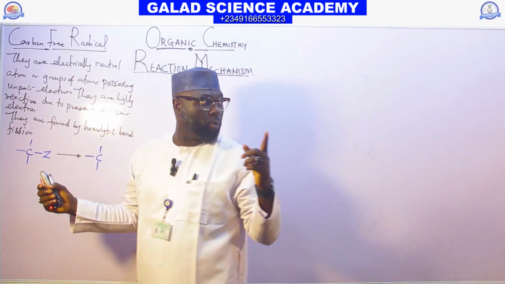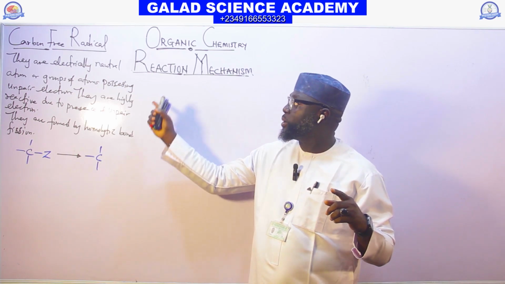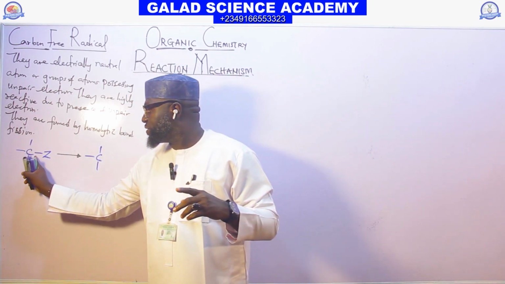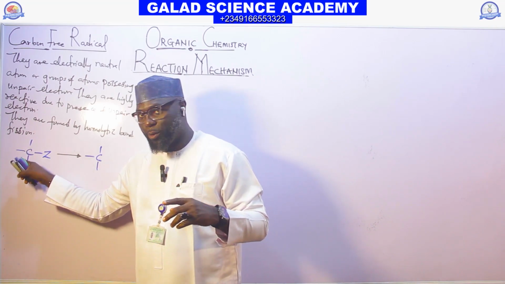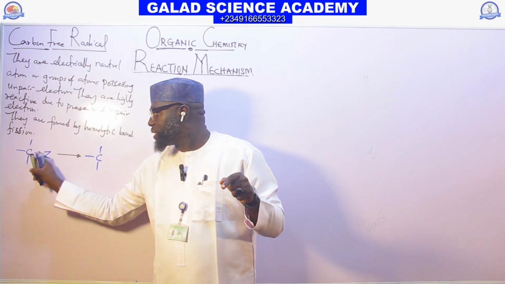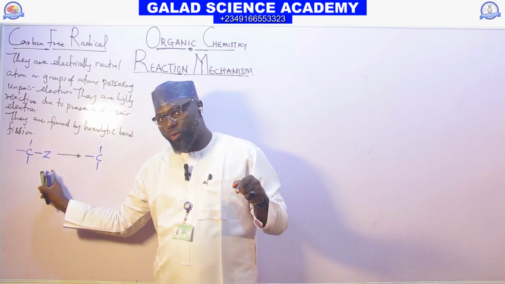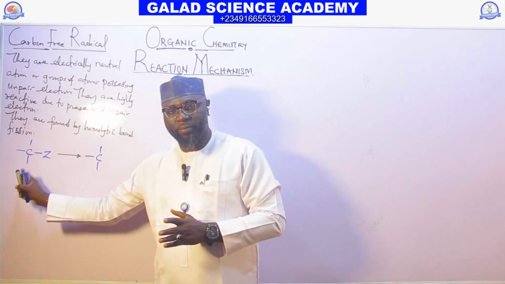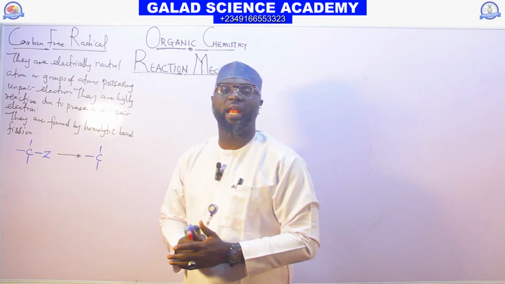in a carbanion, the carbon is more electronegative than Z. The bond shifts to the carbon. In the carbonium ion, Z is more electronegative than that carbon. The bond shifts to what? Z. But this time around, the two of them are of the same electronegativity.